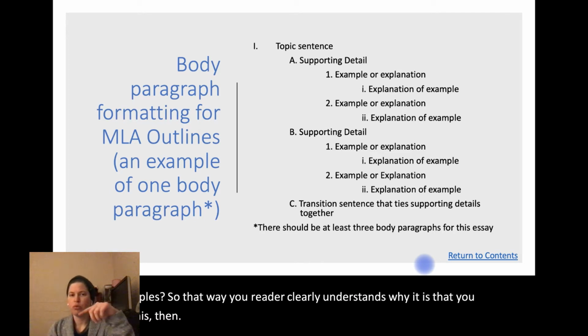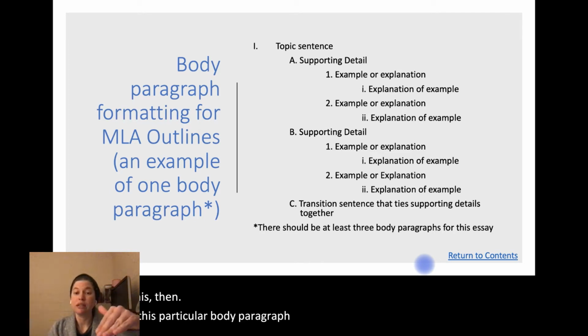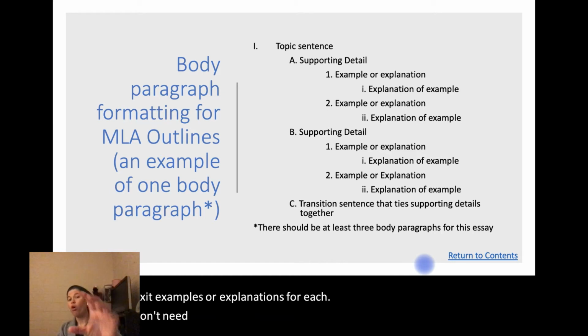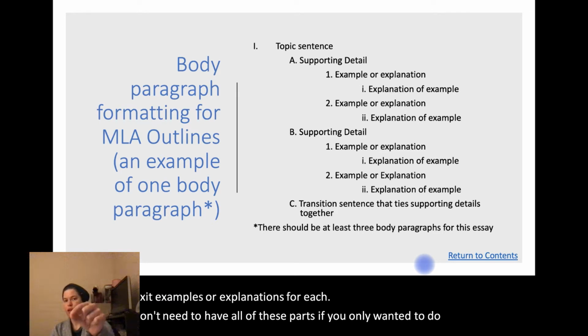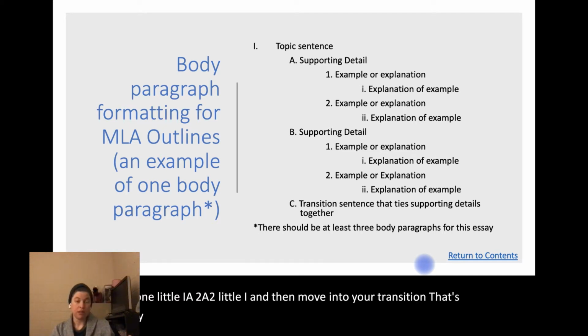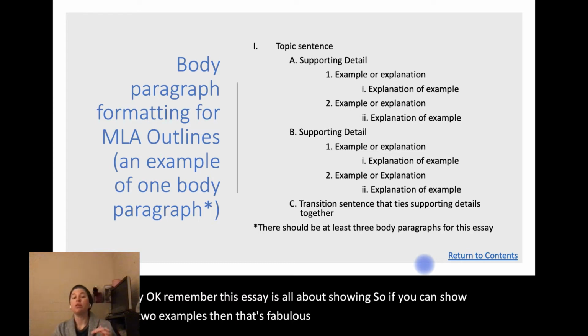Now, this particular body paragraph includes 2 supporting details with 2 examples or explanations for each. You don't need to have all of these parts. If you only wanted to do A with A1, A1 little I, A2 little I, and then move into your transition, that's totally okay. Remember, this essay is all about showing. So if you can show with 2 examples, then that's fabulous, okay? But just make sure that you can clearly do that.